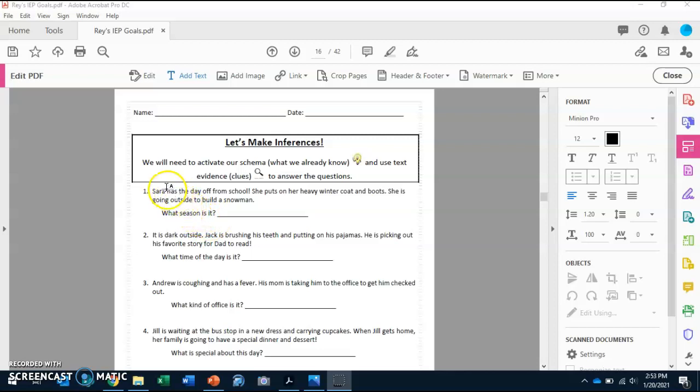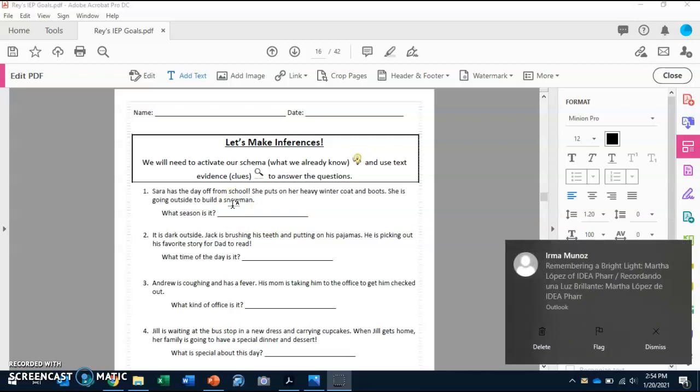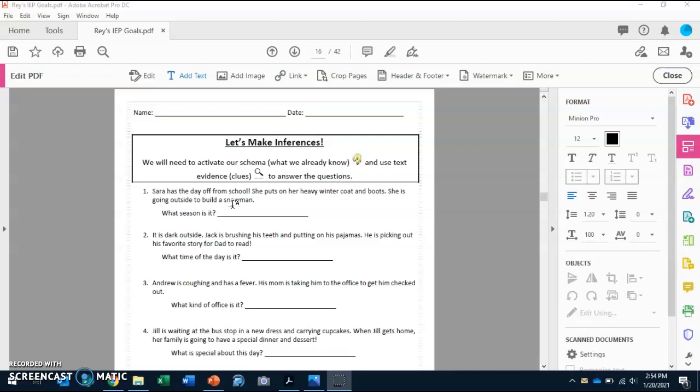So it says Sarah has the day off from school. So we know she doesn't have school. She puts on her heavy coat and boots. When do we put on our heavy coat and boots? Yeah, when it's cold or rainy. She is going to build a snowman. In order to build a snowman, what do we need, Ray? Yes, good job. We need snow.